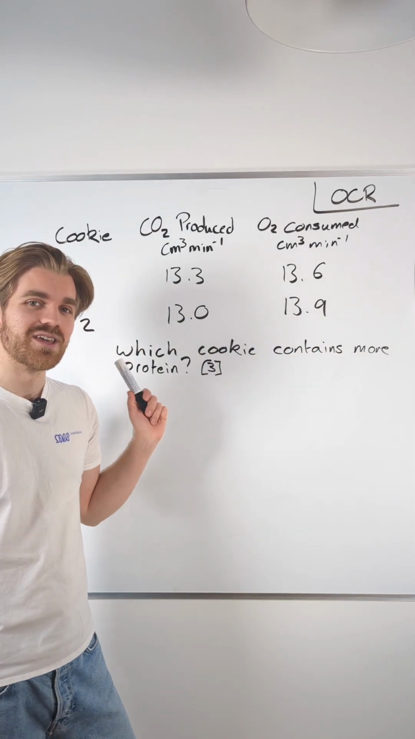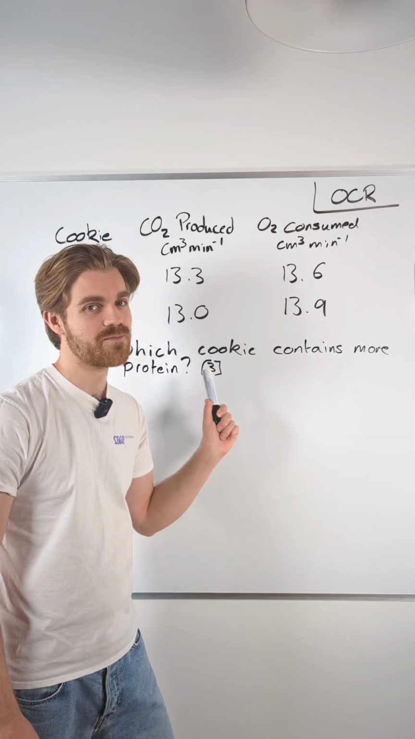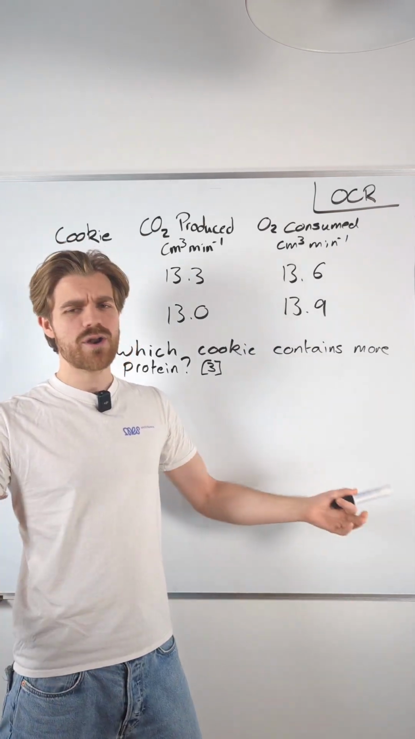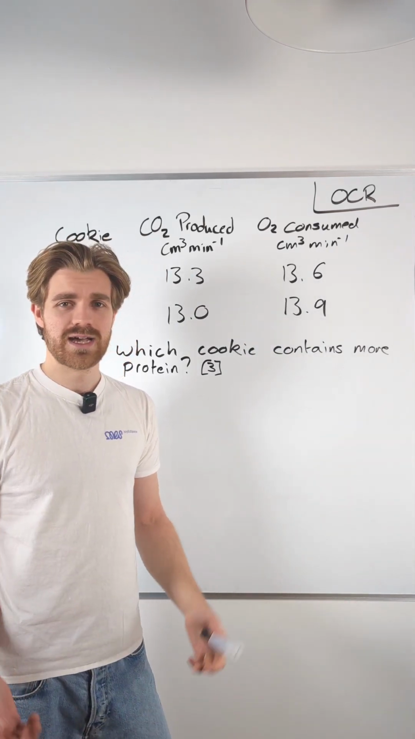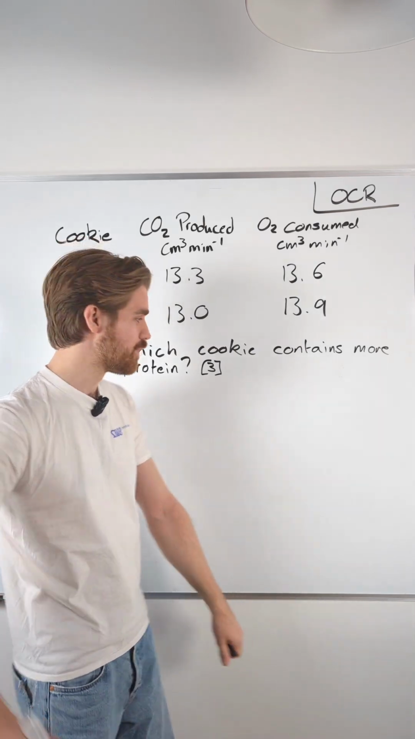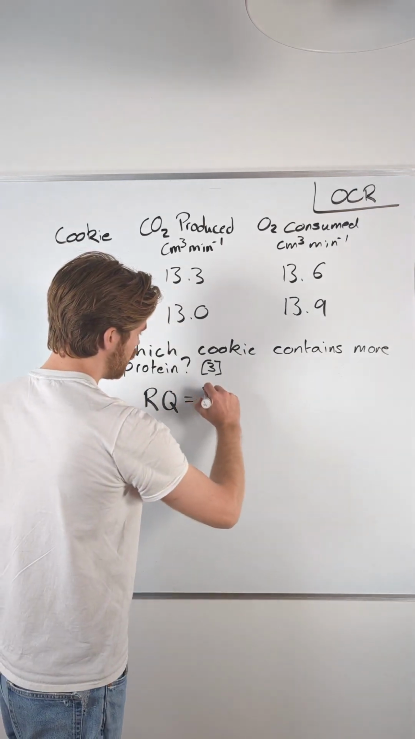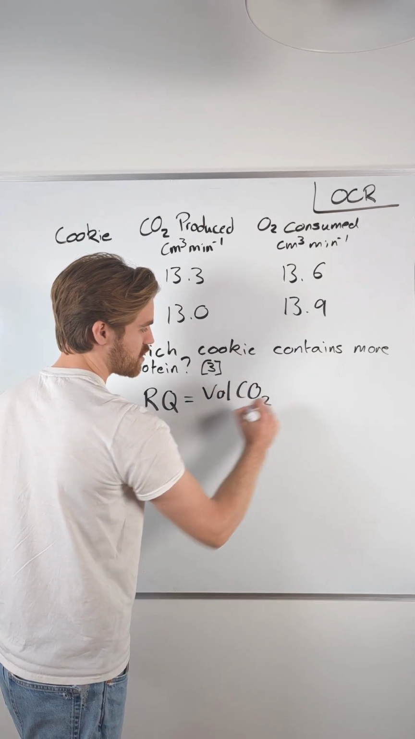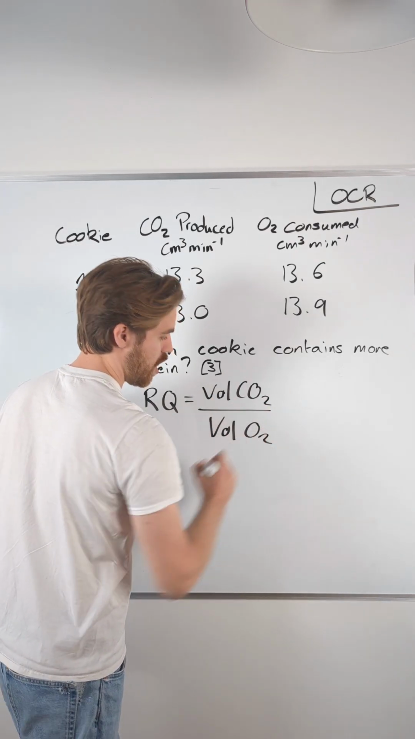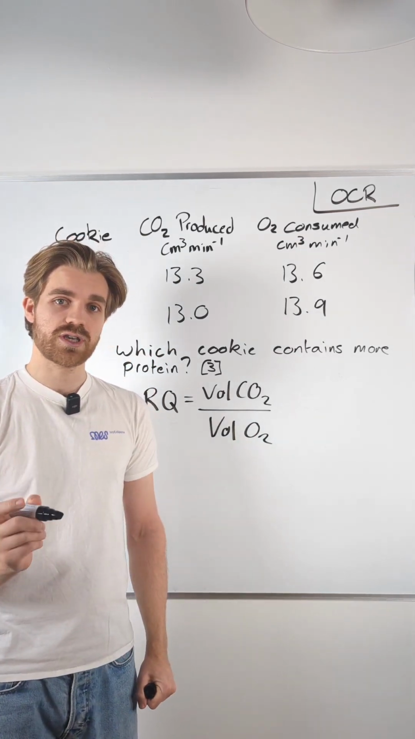We then have a second cookie which has a rate of carbon dioxide production of 13.0 and a rate of oxygen consumption of 13.9. So how on earth do we work out which cookie has got the most amount of protein? Well, it's all about respiratory quotient. And remember, our respiratory quotient is equal to the volume of carbon dioxide produced divided by the volume of oxygen. So we're going to work out our respiratory quotient for each cookie.